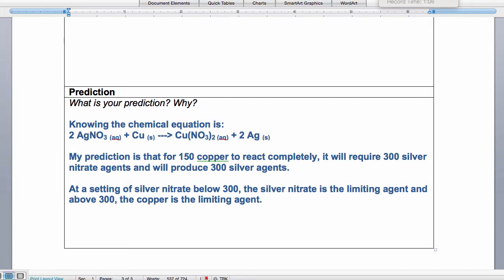At a setting of silver nitrate that's below 300, the silver nitrate is going to be the limiting agent. But if we have more than 300 silver nitrate, then the copper is going to be the limiting agent. Because in this case, we're keeping 150 copper agents constant.